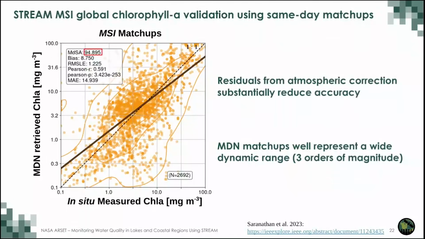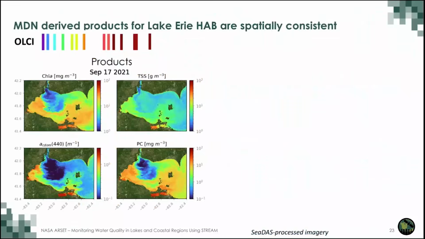So this means it represents anywhere from very oligotrophic waters to very eutrophic waters. So they do a good job capturing the full bloom life cycle. Shown on this page, we have MDN-derived products for Lake Erie, and we can see that they're spatially consistent.